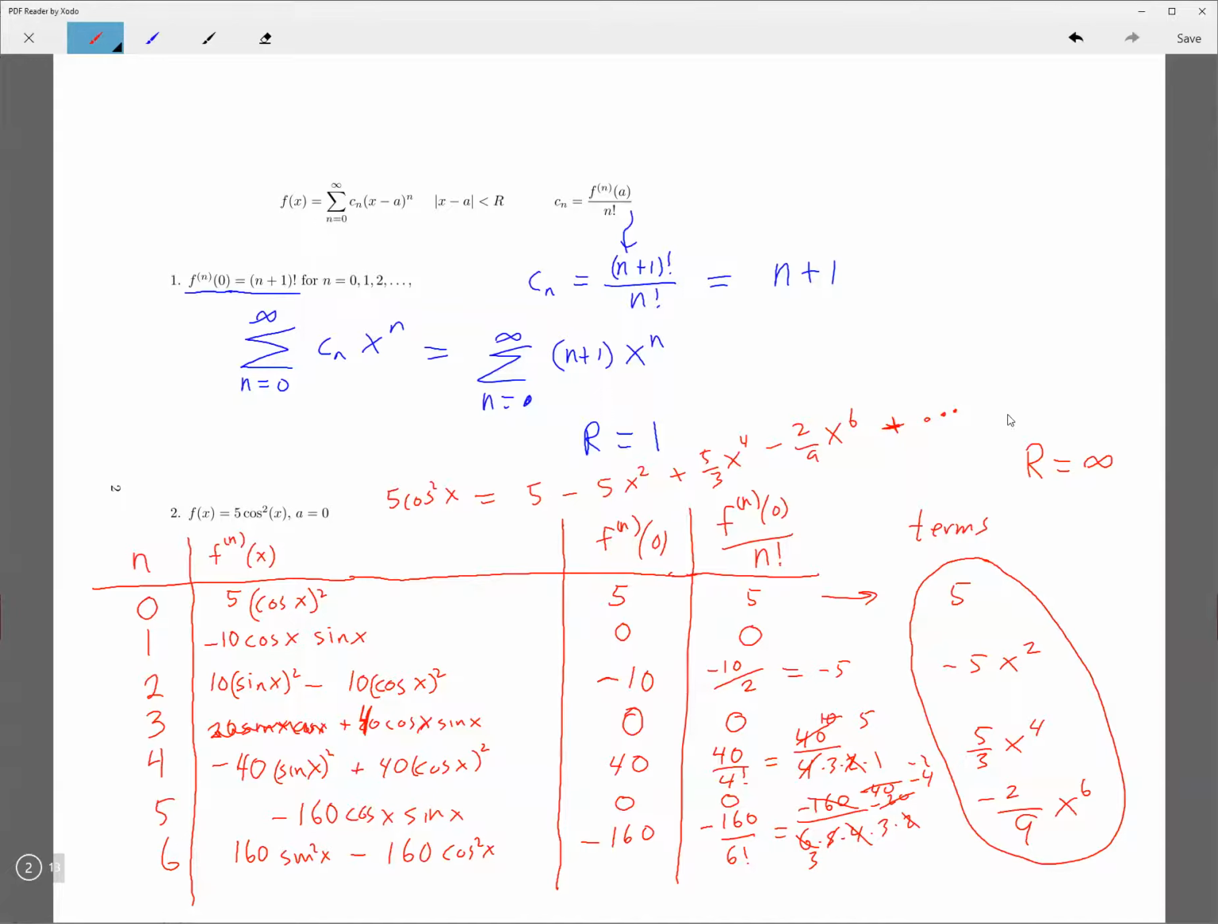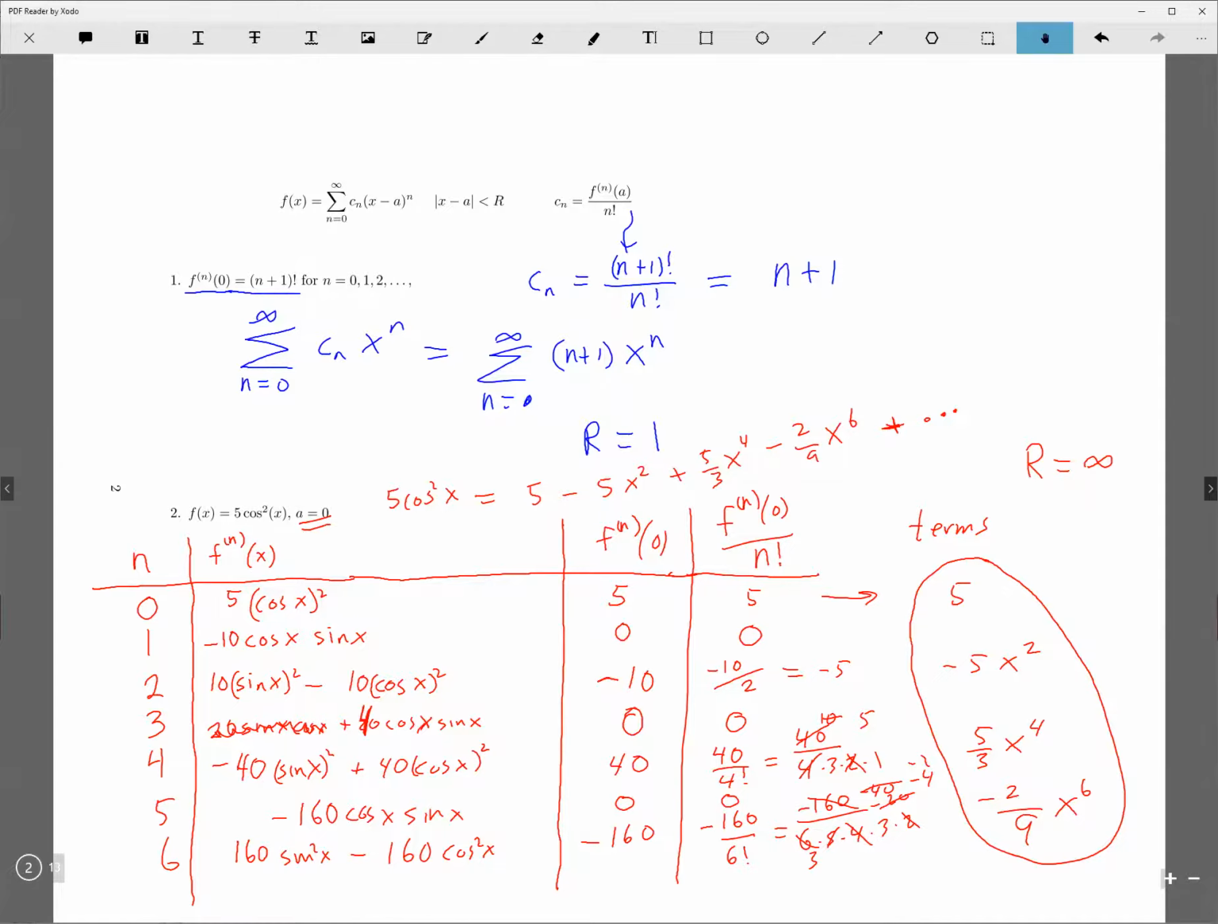As long as you go out far enough though, because if x is large, then you're going to be really off. But if you're close to 0, if you're close to this point here, 0, then this is going to be pretty close to what it actually is. And if you go more terms, you start approximating it better and better and better. So that's one way to calculate the Taylor series.